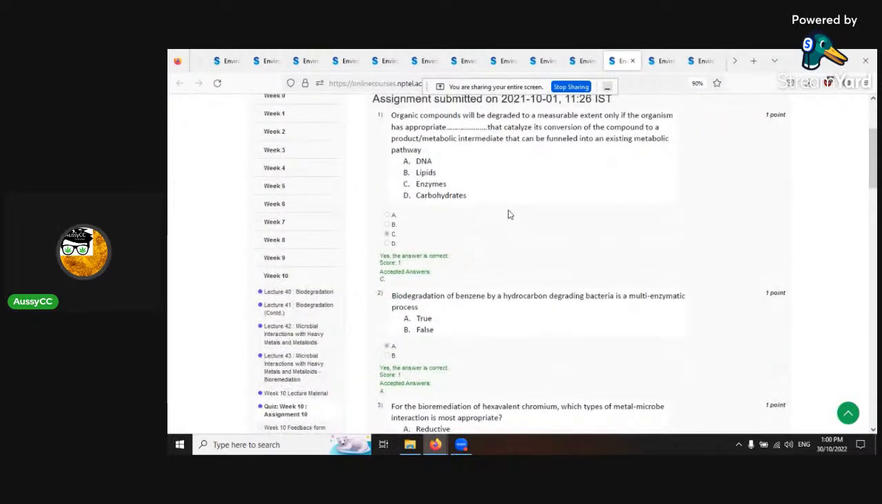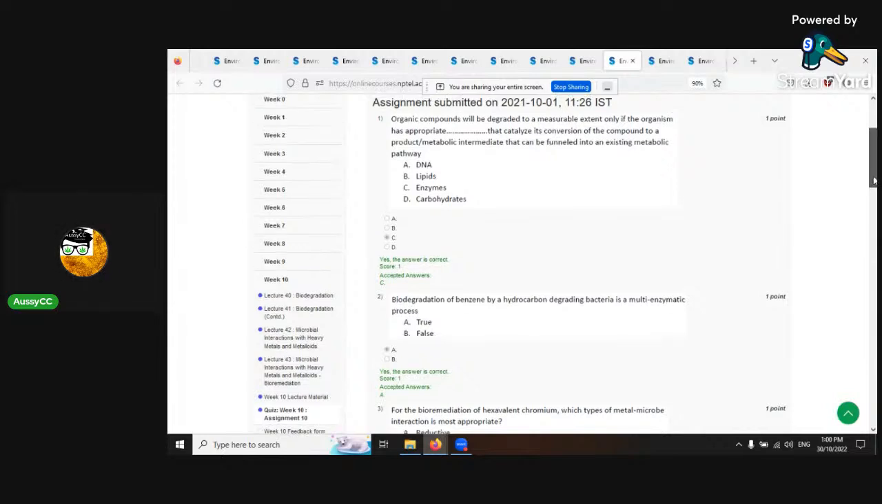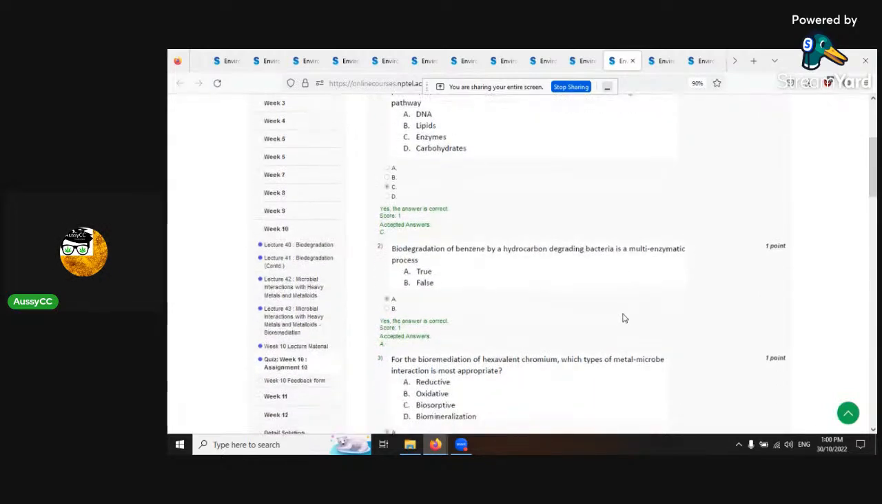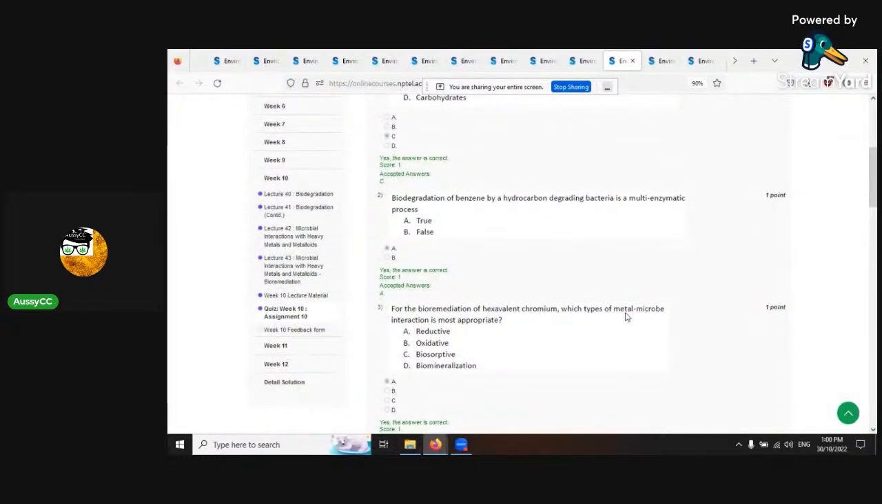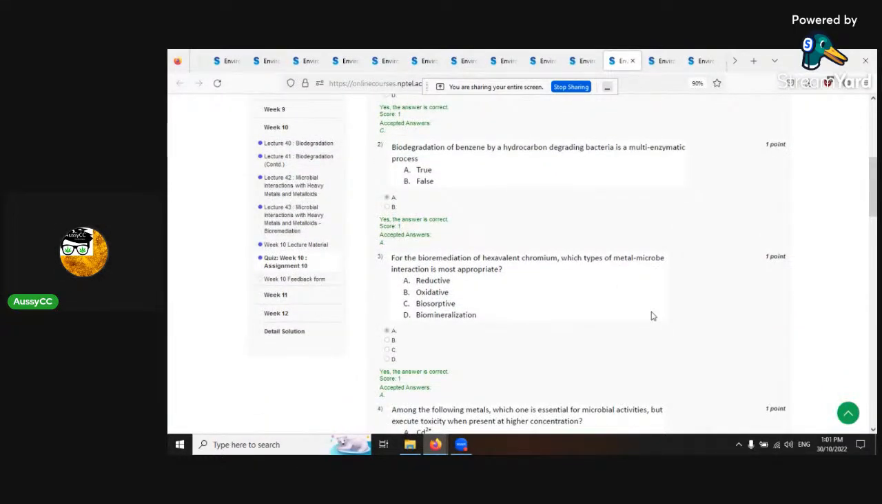For bioremediation of hexavalent chromium, which type of metal microbe interaction is most appropriate? You want to reduce it. Most metals just get reduced. Because it's usually in its toxic form, in its bad form, because it's been oxidized, so you want to reduce it and get it out of its toxic form.